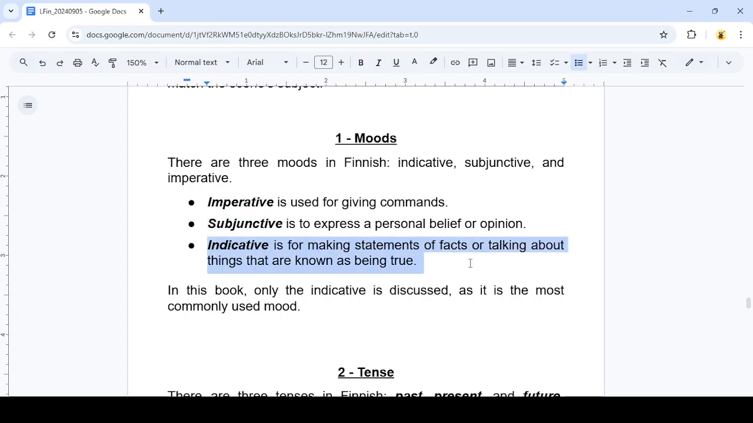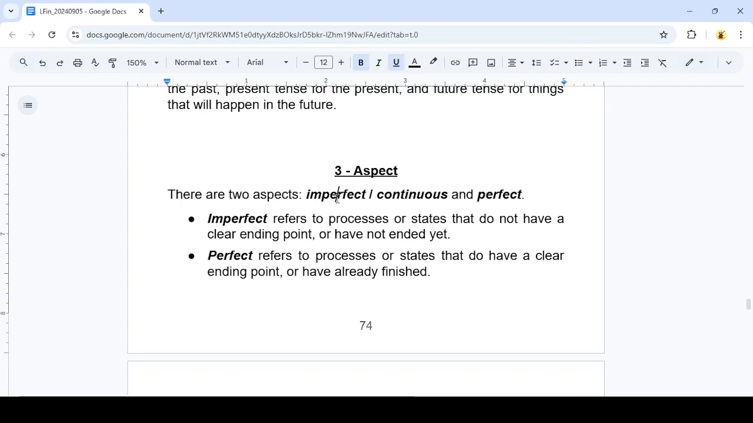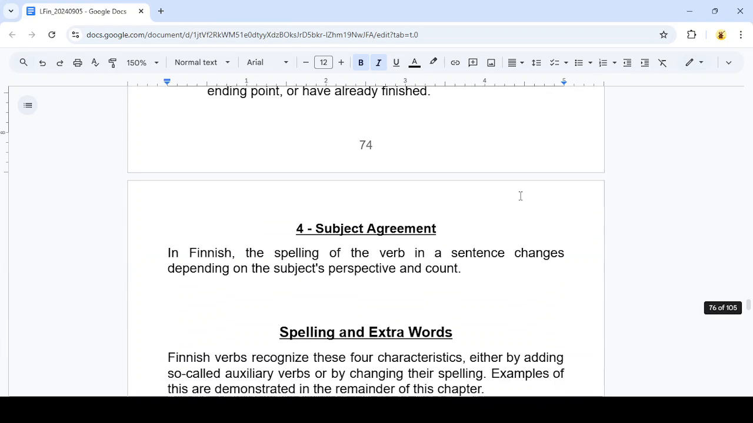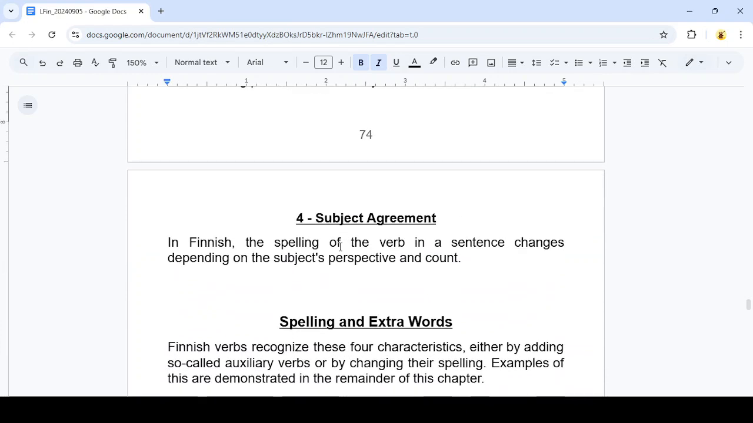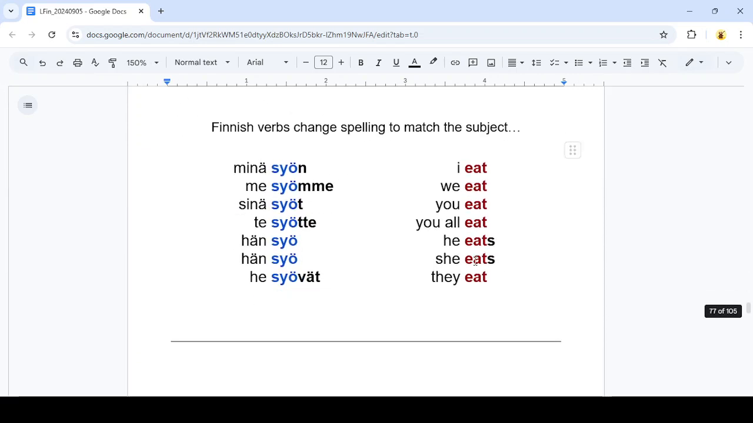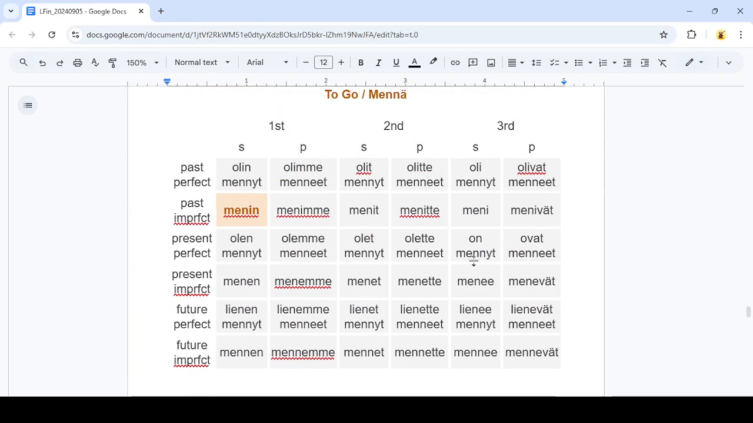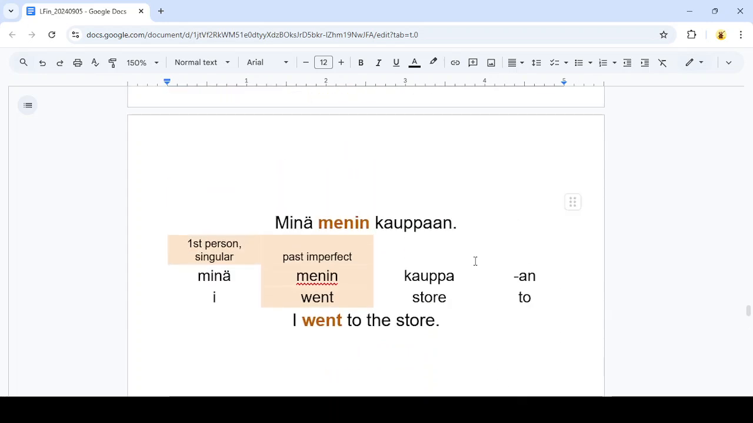Indicative is the one that's mostly used, it's the one for making statements of fact. Tense, we have past, present, and future. And for aspect, we have the imperfect and perfect aspect. And for subject agreement, Finnish verbs do change spelling depending on the subject's perspective and count. So those are the four features of Finnish verbs. So let's take a look at some examples and how to choose the proper spelling in the spelling table.